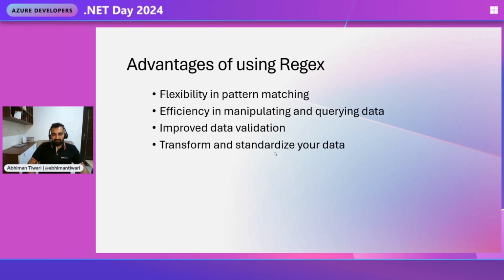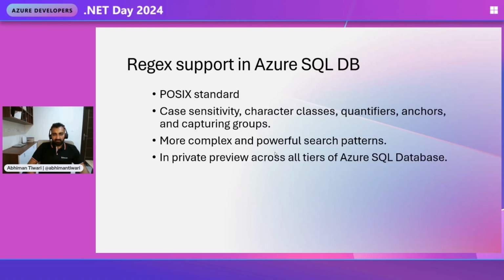Some advantages of using regex in databases include flexibility. It allows for complex pattern matching, making it possible to search for and extract data that meets a specific criteria. It is efficient. We can use regex to perform complex searches and data manipulation operations in a single step, reducing the need for multiple queries or a script. It improves data validation and cleaner code. And again, you can use regex to transform and standardize your data.